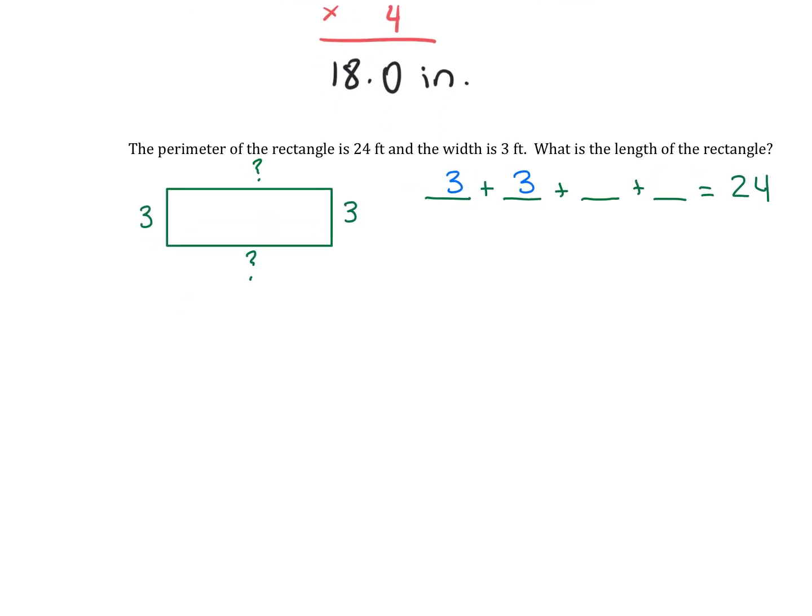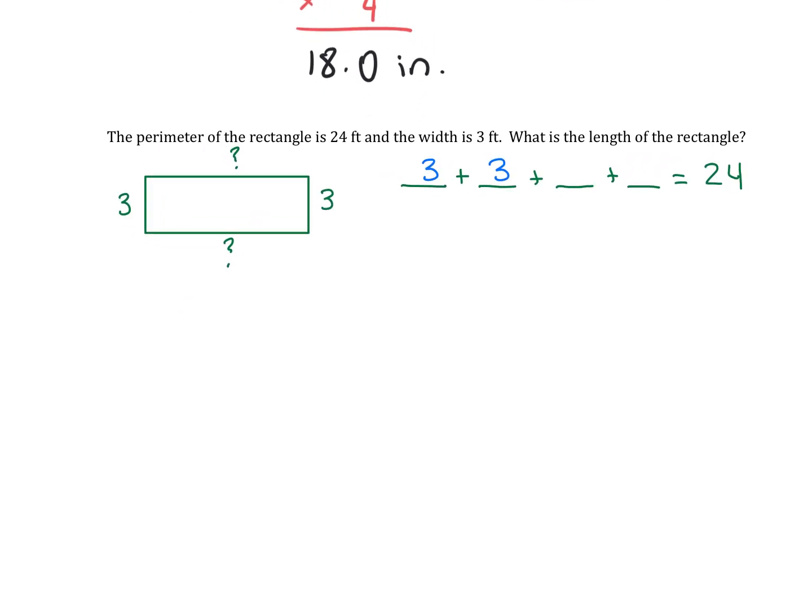Let's take a look at our next one here. If the perimeter of the rectangle is 24 feet and the width is 3, what's the length? So we know we have 3 and 3, which gives me 6. So now I want to think 6 plus what equals 24. So I know I have 18 left to go. So if I split 18 in half, each of these sides would be 9. The length of it would be 9 feet.